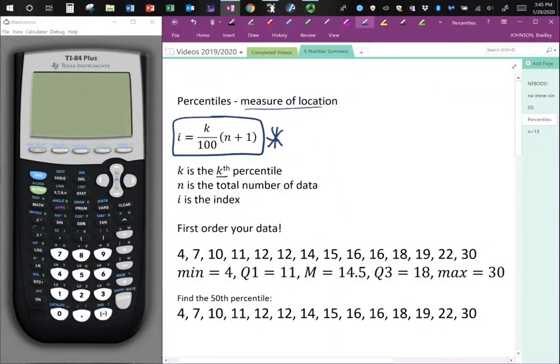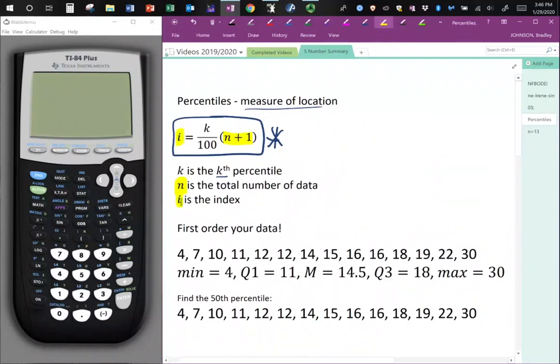Truly, there are many different formulas out there for finding percentiles, but I like this one, so I'm going to go with this one. K is what's called the kth percentile. So if we had the 25th percentile, for example, I would put 25 in the K location. Now I divide that by 100 to make it into a decimal. And then I multiply by n plus 1. When I multiply by n plus 1 here, I'm going to need the total number of data points. Now, you'll have to just count and you'll get the total number.